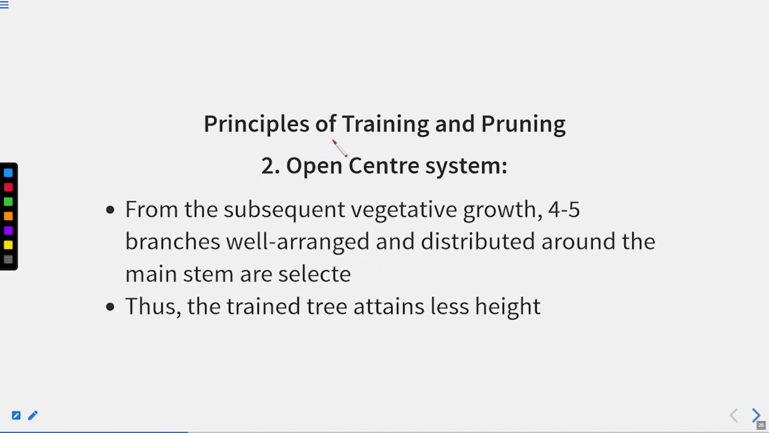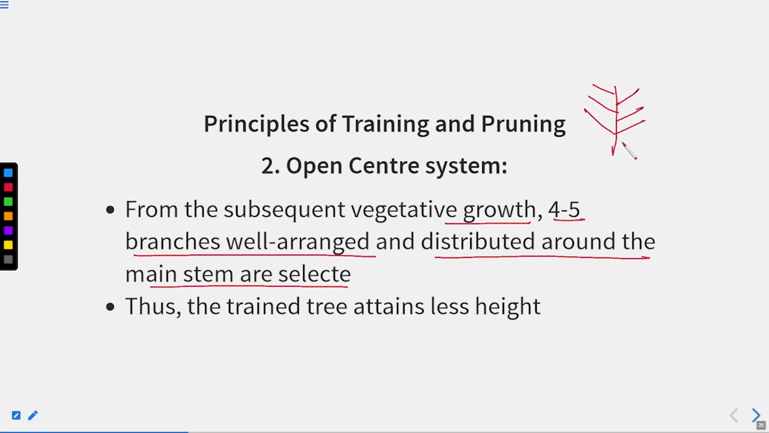So from the subsequent vegetative growth, 4 to 5 branches arranged and distributed around the main stem are selected. So what happened? When you cut the main stem from above, it will give rise to side branches like this. So what we have to do? We have to select the distribution of the branches on the main stem. Thus, the trained tree attains less height.